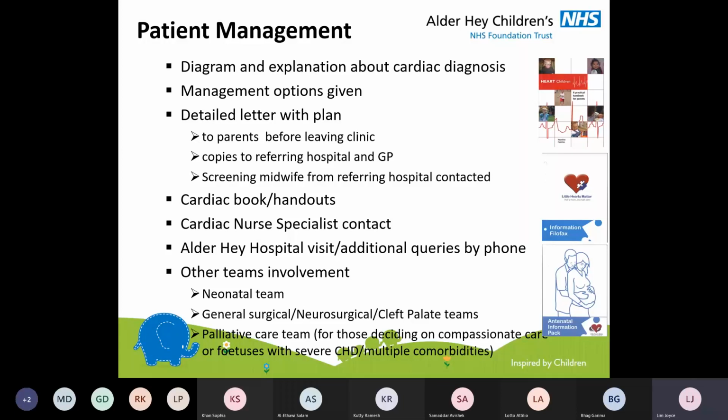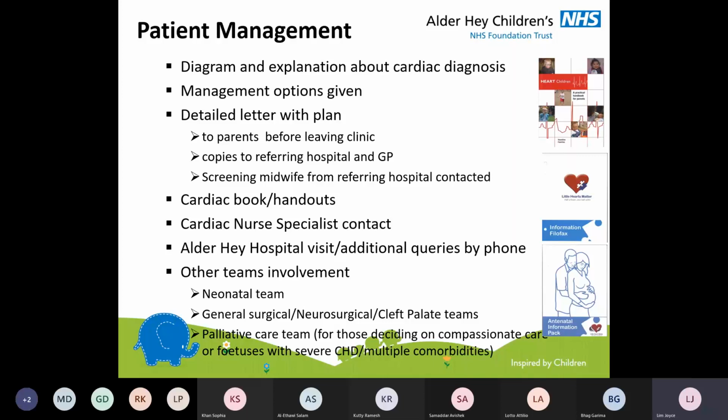Obviously, we will also organize for all the HDU visits. You would have seen Jill and Marie having the HoloLens, walking around the hospital, taking parents for visits around the hospital in order to prepare them better when they come to be born, and to be transferred to the HDU for further management in the future.